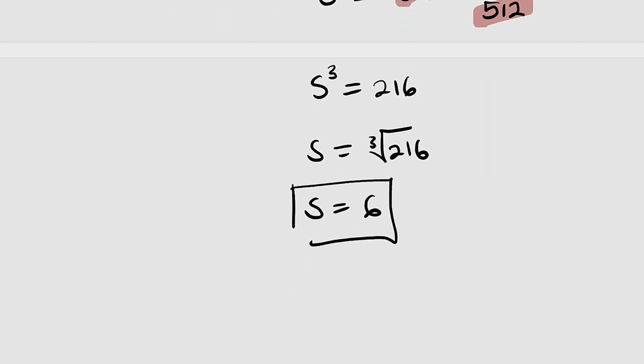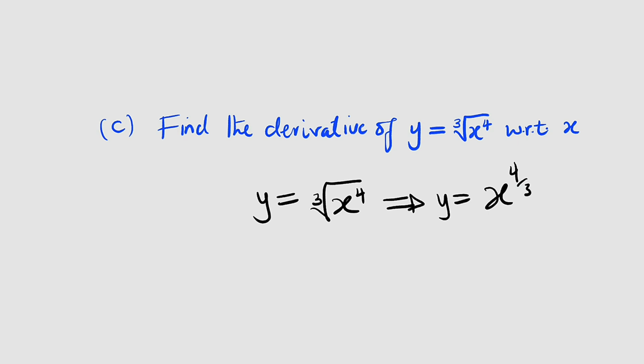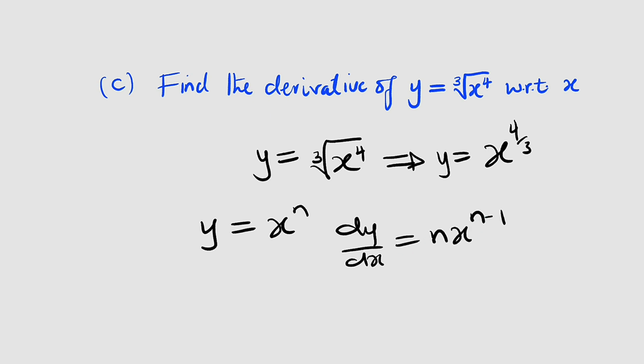Let us move on to the C part. In the C part, we are asked to differentiate y equal to the cube root of x to the power of 4, which implies that y is equal to x to the power of 4 divided by 3. We can write it like this. So remember that if y is equal to x to the power of n, dy divided by dx will be equal to n x raised to the power of n minus 1.